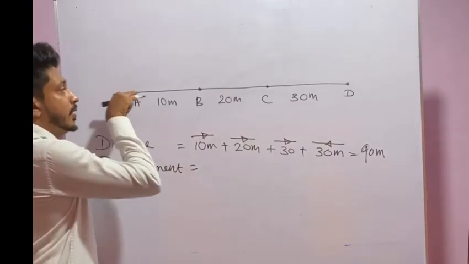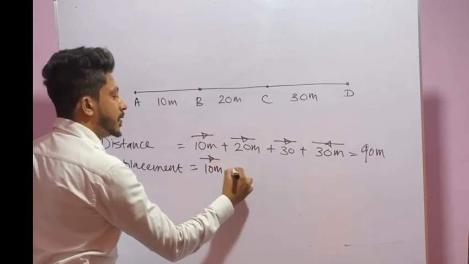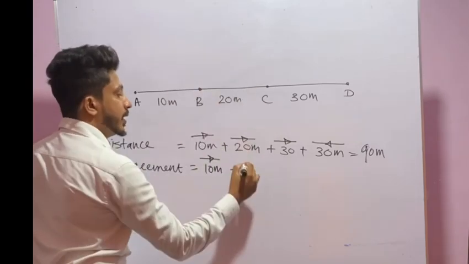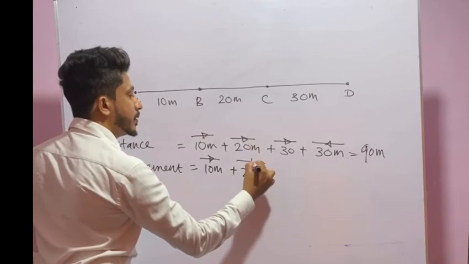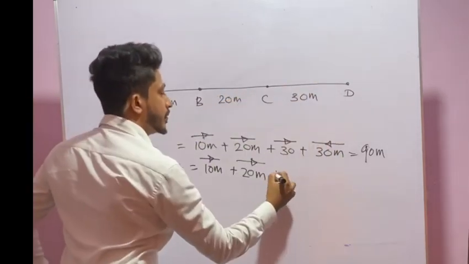What is the displacement? He has traveled from this to this direction 10 meters, to this direction 20 meters, from C to D 30 meters.